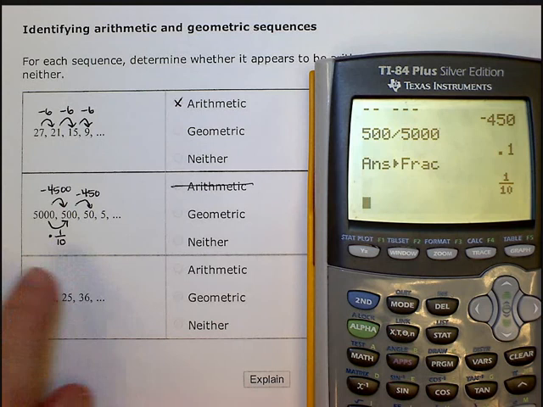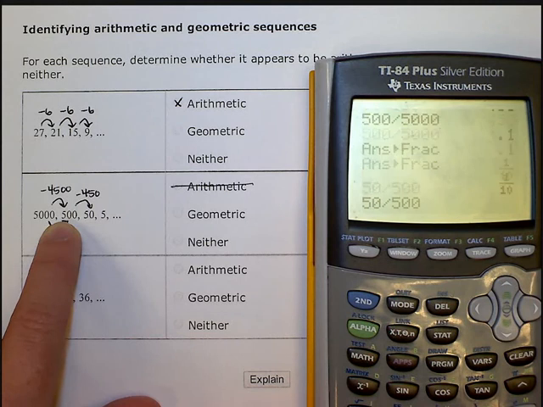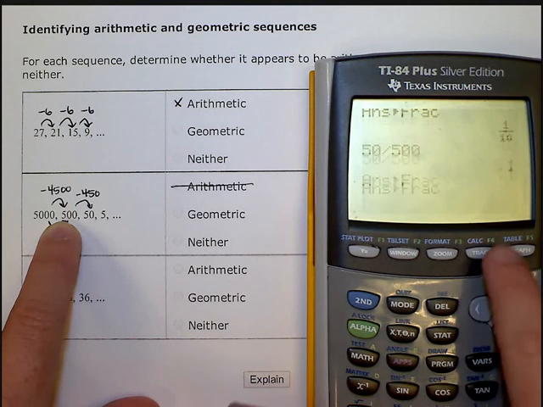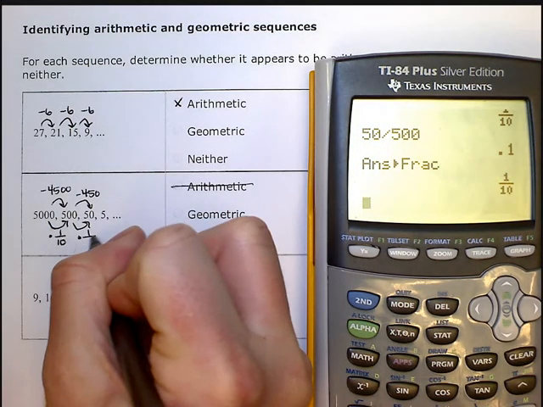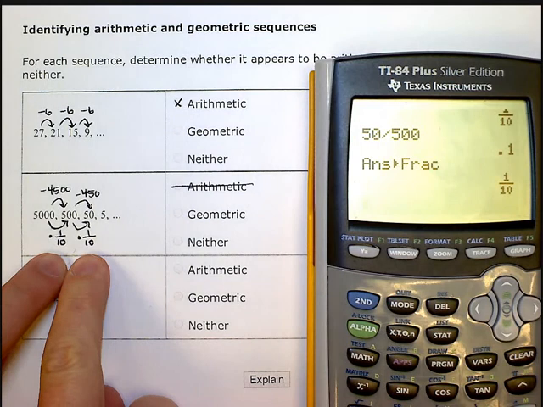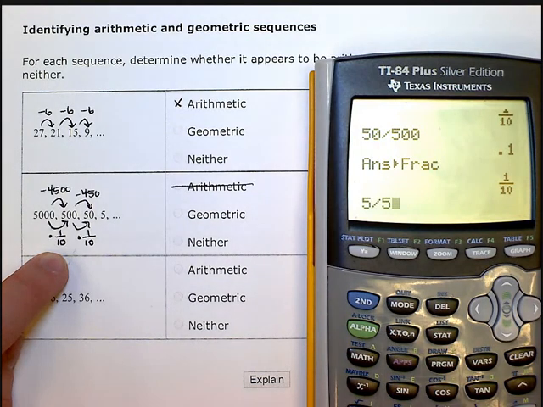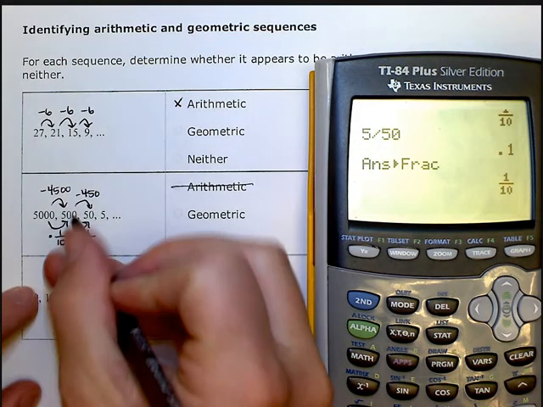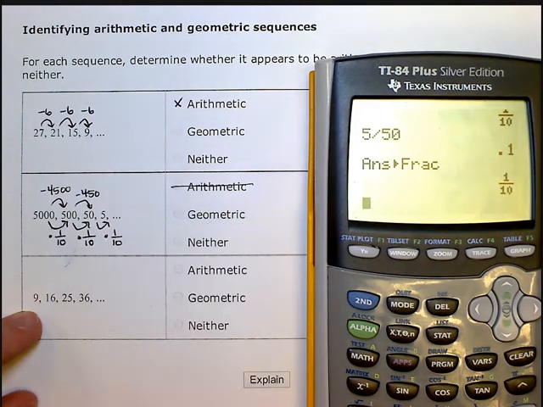Let's check to make sure the next bridge is 1/10 as well. So I'm going to do 50 divided by 500. That's 0.1, so math, enter, enter, is also 1/10. So to get from 500 to 50, I multiply by 1/10. So it's looking good for a geometric sequence. However, I'm going to check one last term to be sure. And again, to get from 50 to 5, I multiply by 1/10, or in other words, divide by 10.